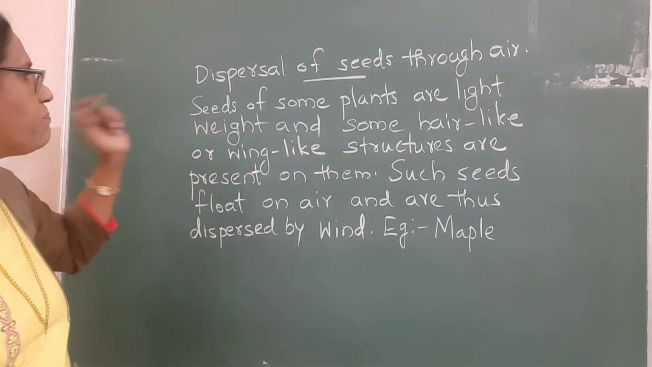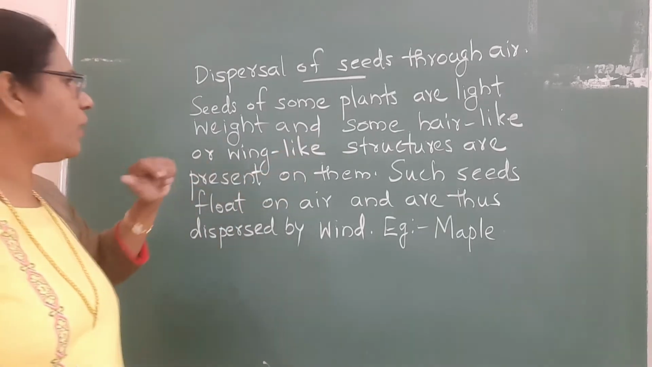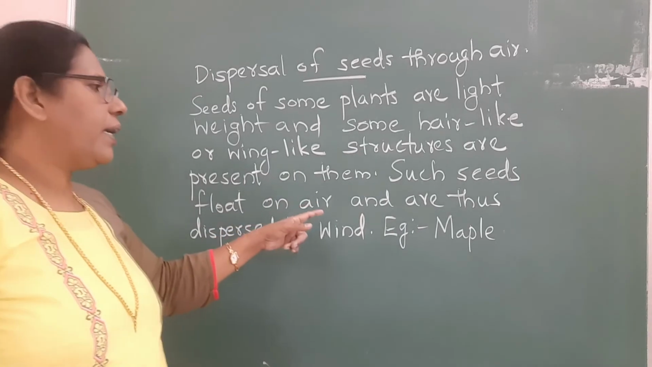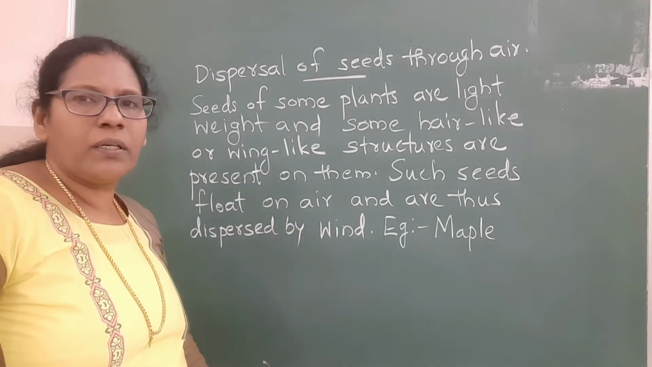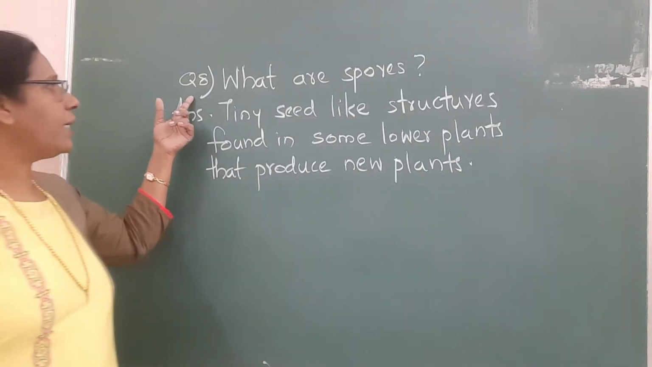That is what it says. Seeds of some plants are lightweight and some hair-like or wing-like structures are present on them. Such seeds float on air and are thus dispersed by wind. Example, maple seed.